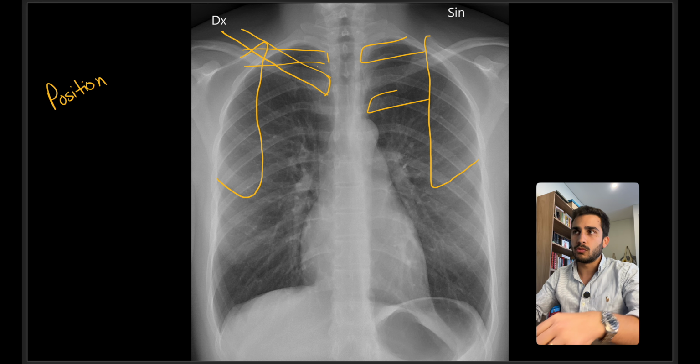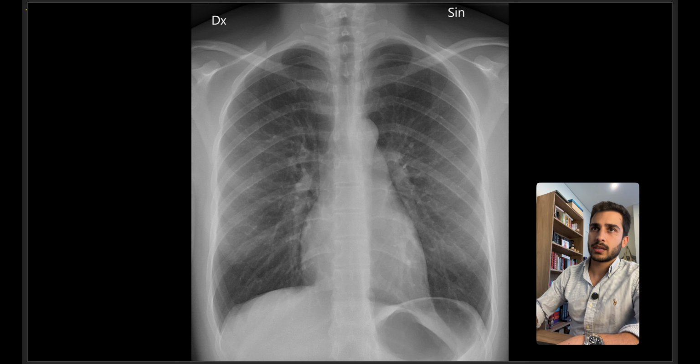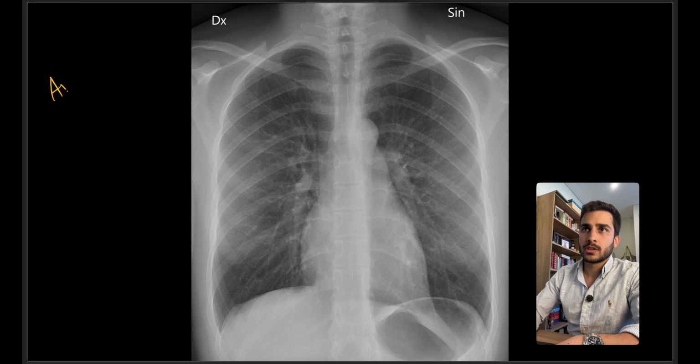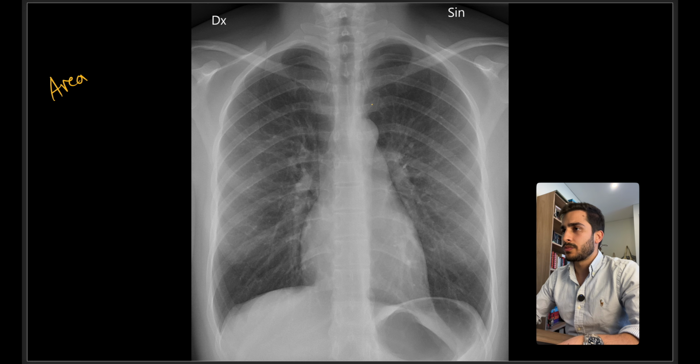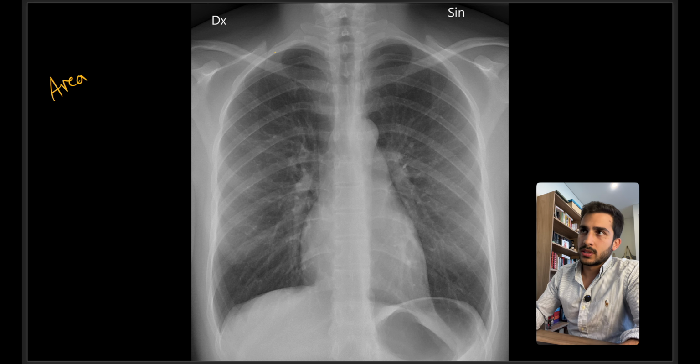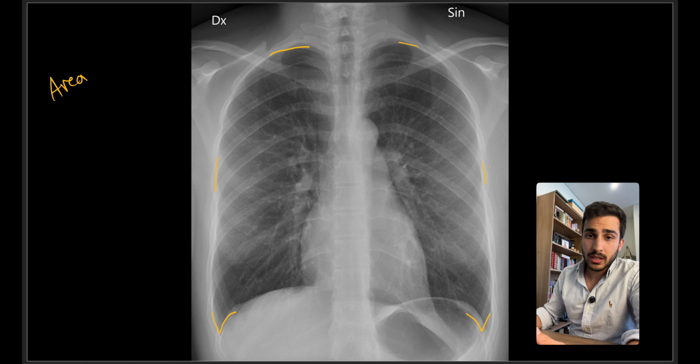Now the next letter in the PACEMAN is A, area. Okay, so area is really referring to, is the region of interest covered adequately? AKA, has the lung been cut off in any particular manner? Well, in this case, we can see the top of the lung really well. We can see the side, we can see the costophrenic angles on both the left and the right side. So no lung has been cut off in that regard.